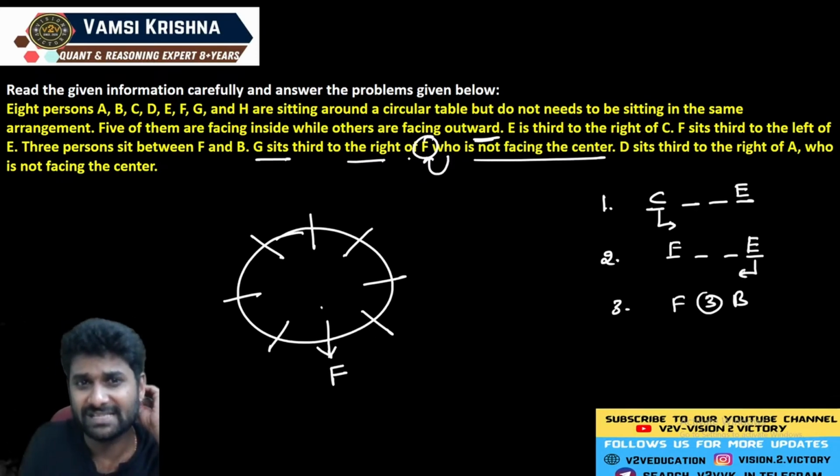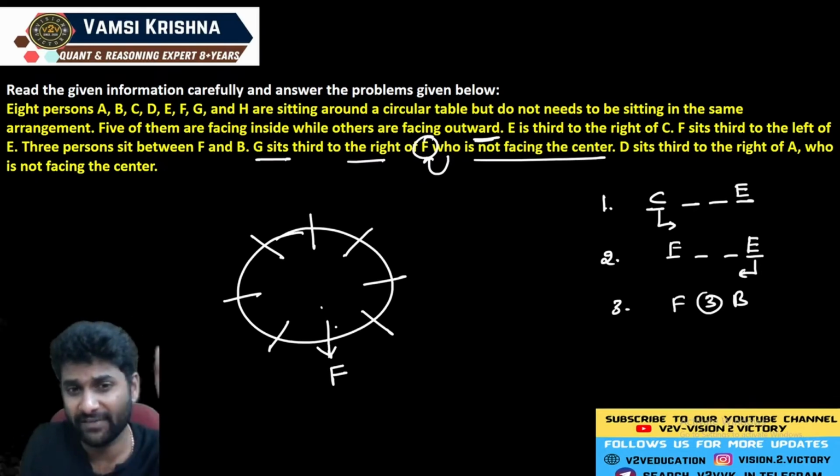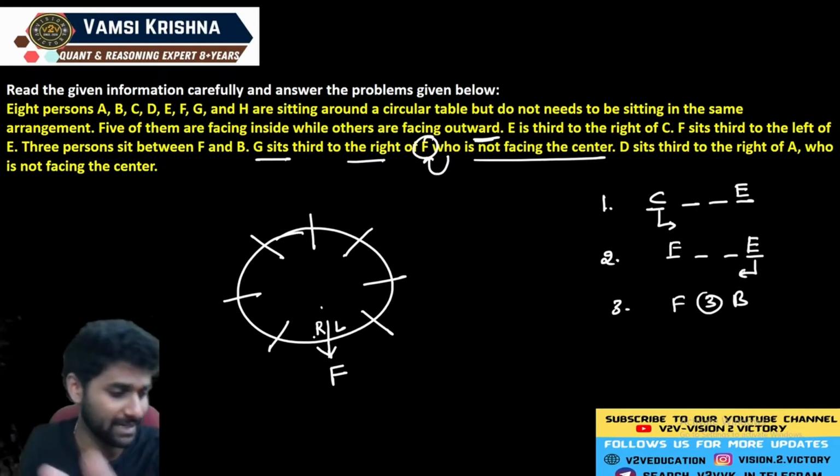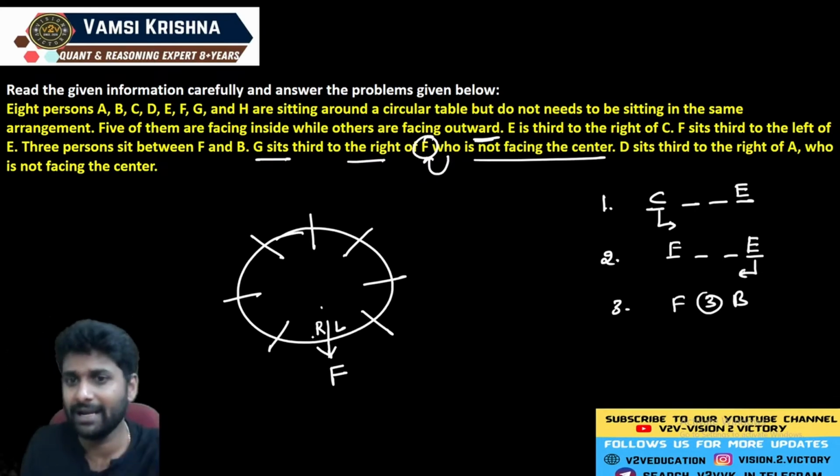Now see, G is the third right of F. You already know that facing away from the center, it's left and right. For your reference only, I'm going to take this right and left, but don't write while solving any questions. You should recognize which one is the right side and which one is the left side. G is the third right of F. First right, second right, third right. So definitely this is G. And we don't know whether they are facing inside or outside.